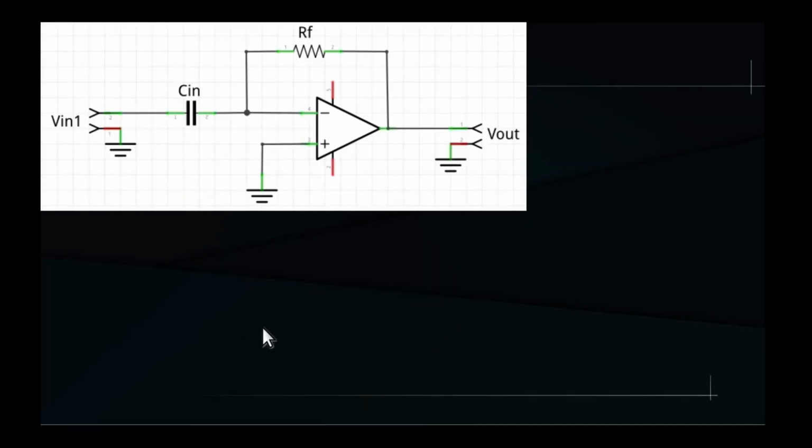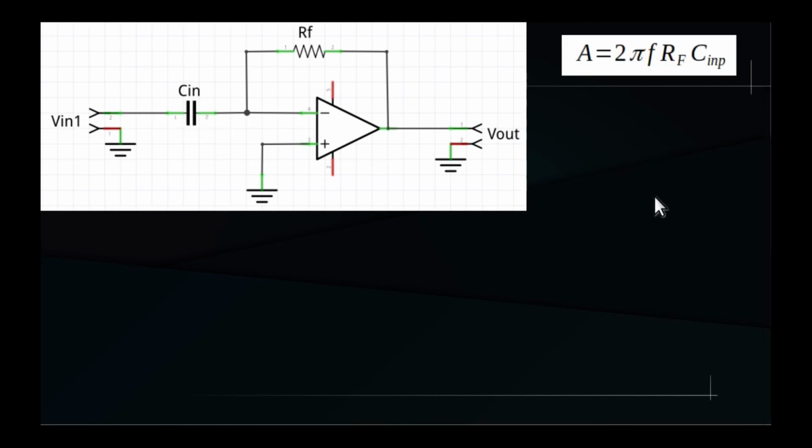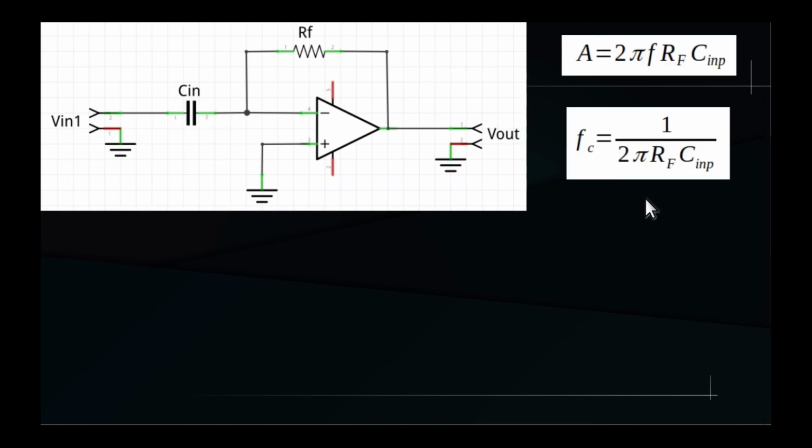The differentiator works exactly the opposite way of the integrator. First, ZF is replaced with a resistor, while Zin is replaced by a capacitor. Here is the amplification of the circuit. The cutoff frequency has exactly the same formula as the integrator, but this time the behavior is different.